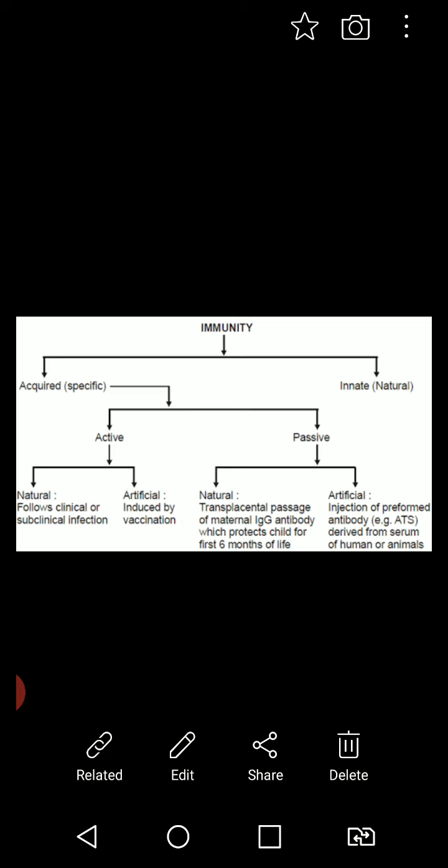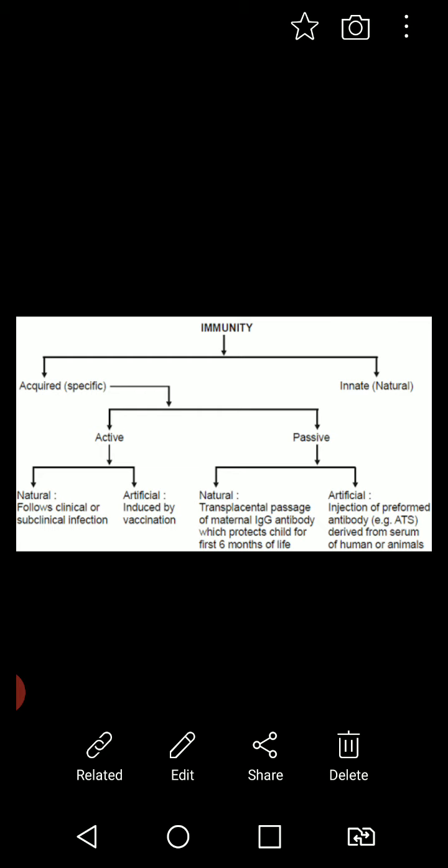Okay, acquired immunity is again classified into two types, active and passive. Active acquired immunity, passive acquired immunity. Active acquired immunity is again classified into two types, natural and artificial. Passive acquired immunity is also classified into two types, natural and artificial.